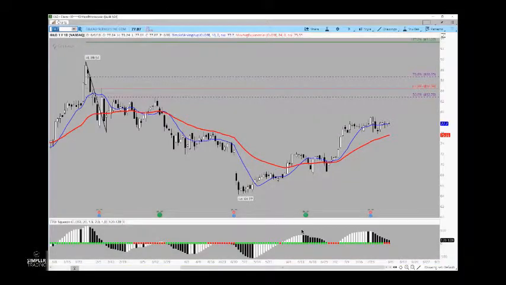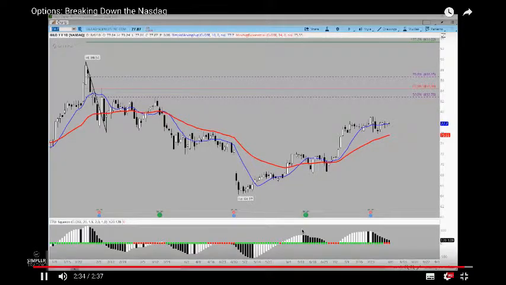So hopefully that's helpful. It gives you a couple of things to focus on as you head into the August expiration, and we'll touch base on these in the next free video.